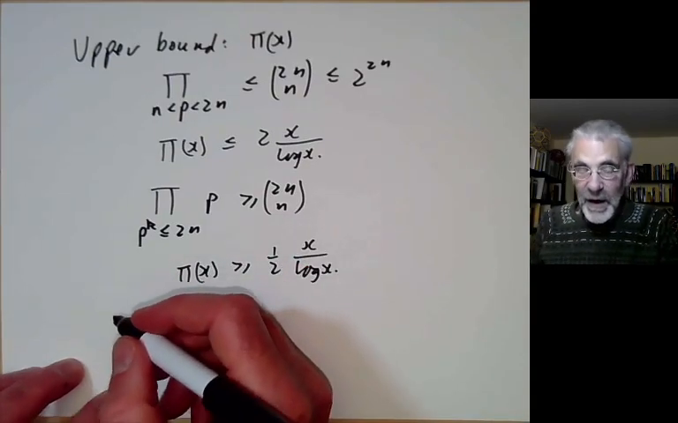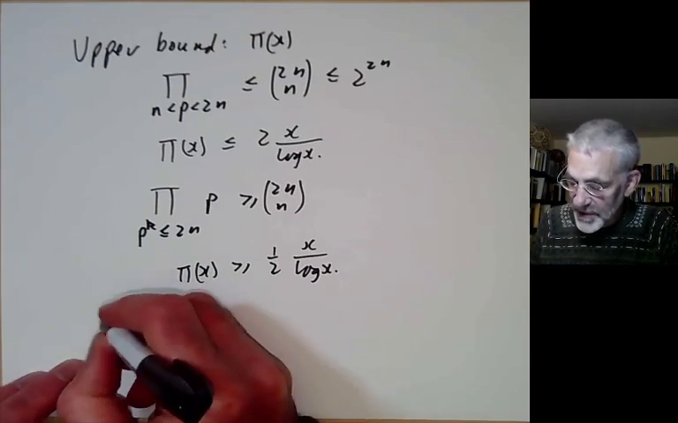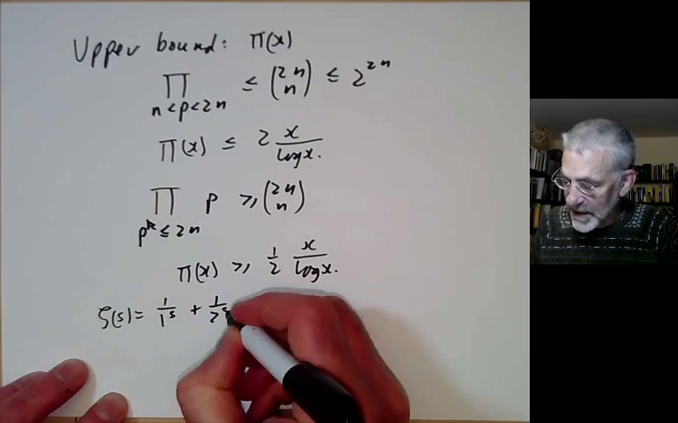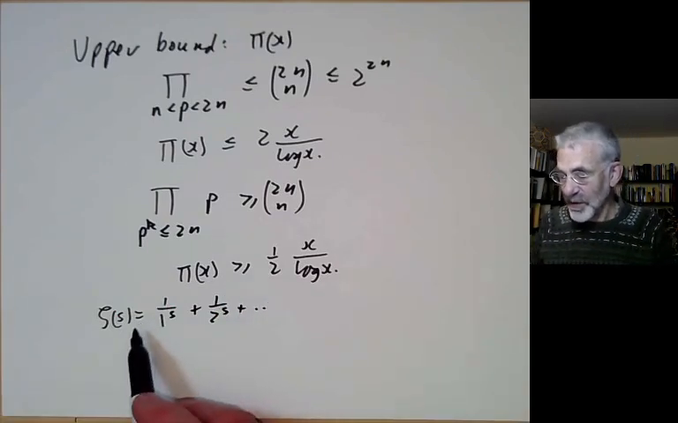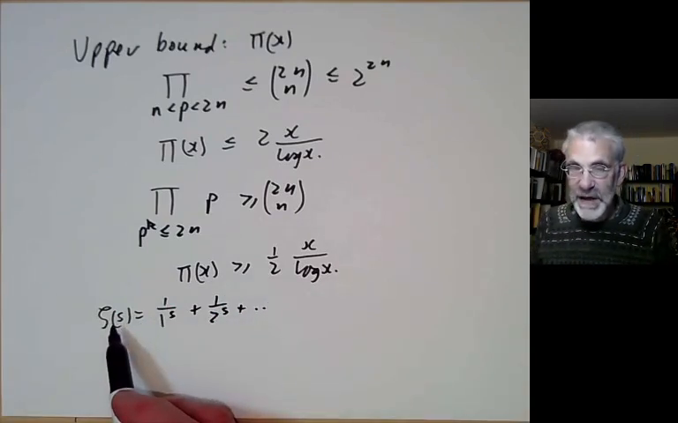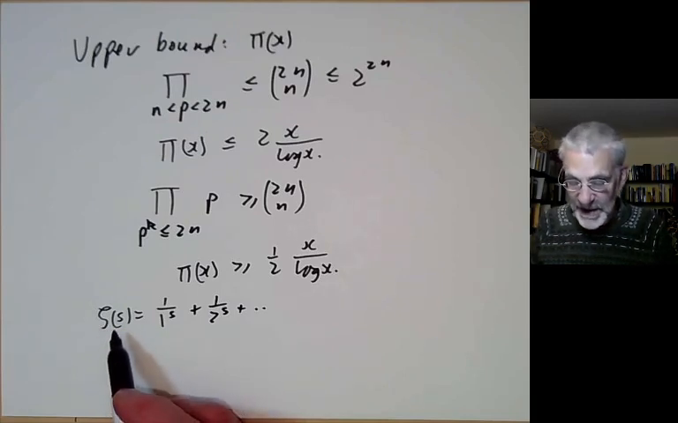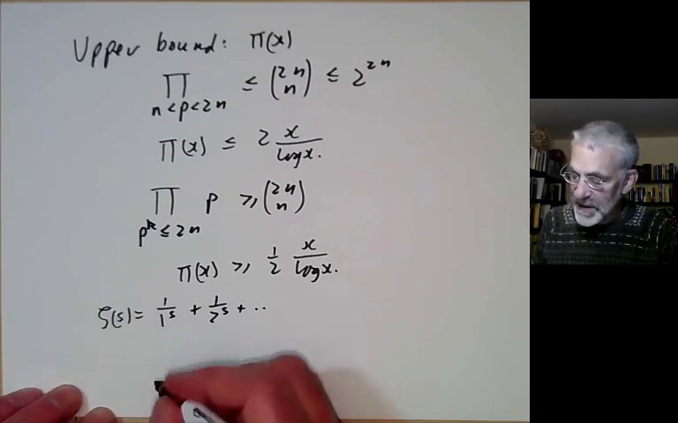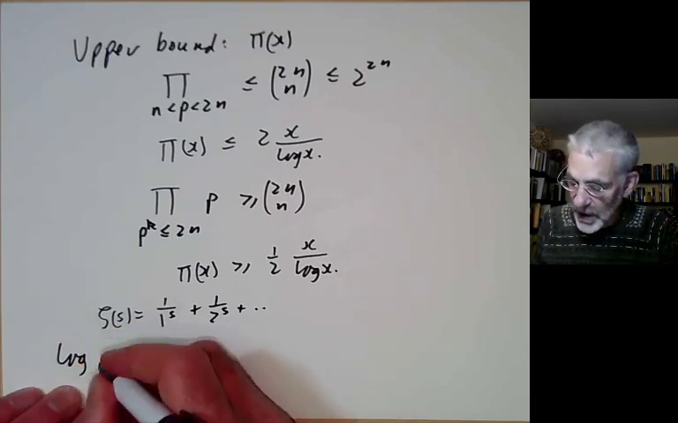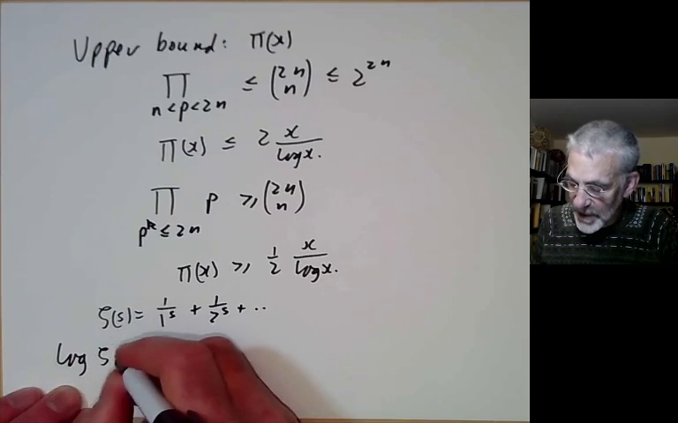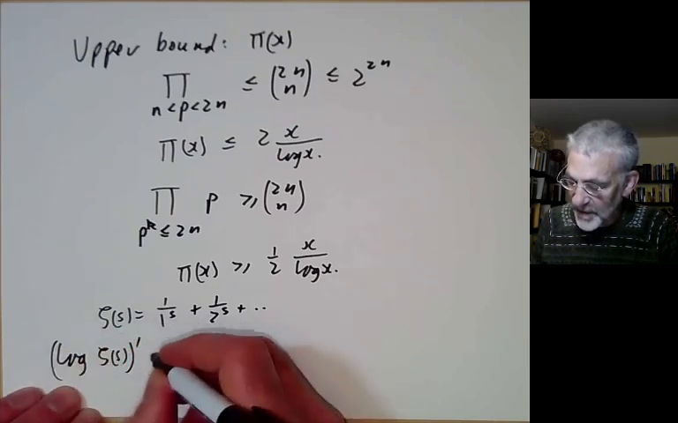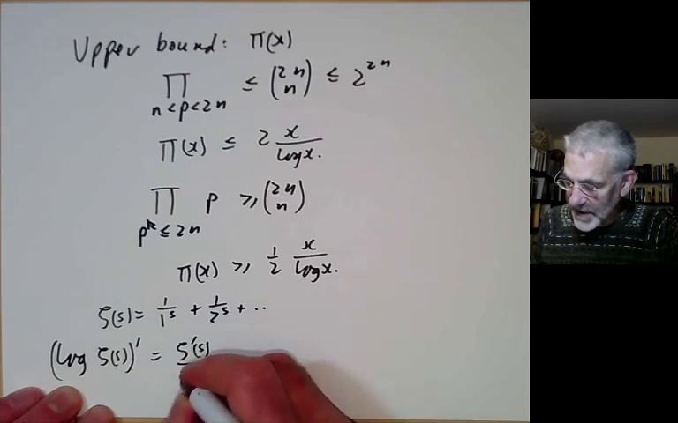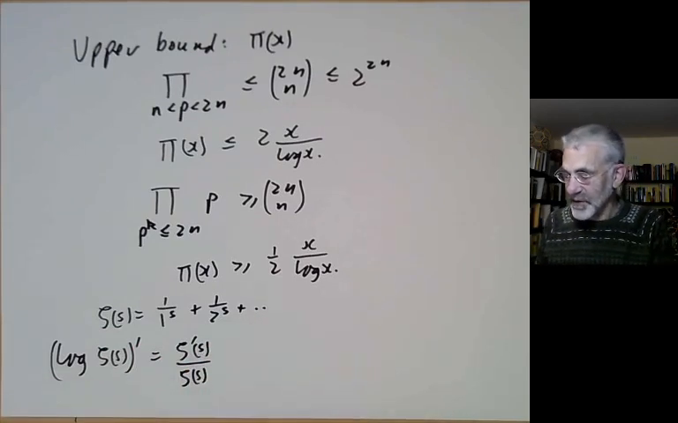So this uses the Riemann zeta function, zeta of s, which is 1 over 1 to the s plus 1 over 2 to the s, and so on. And it was Riemann who discovered you could use the Riemann zeta function to estimate the number of primes less than x. Actually, you don't really use the Riemann zeta function. What you do is you take the log of the Riemann zeta function, then take the derivative of that, which is called the logarithmic derivative of the Riemann zeta function, and it's this function here.